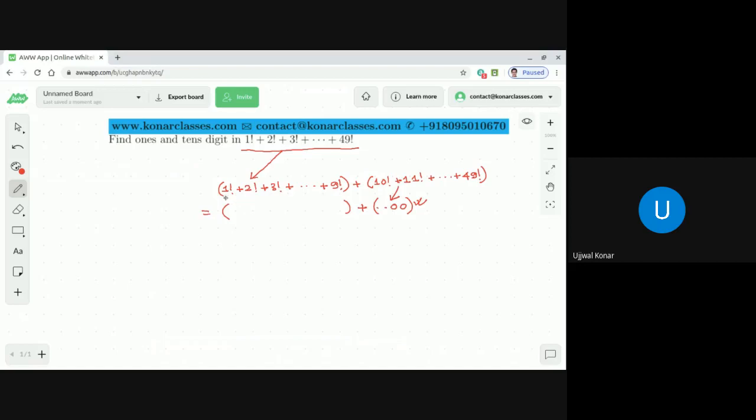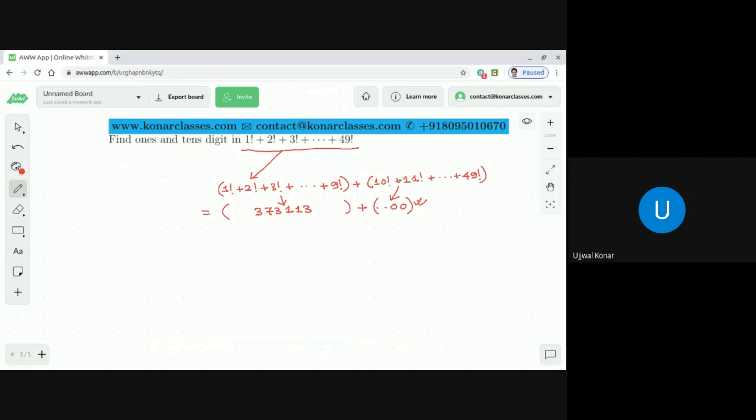Now you tell me what is the value of 1 factorial plus 2 factorial plus 3 factorial up to 9 factorial. That you need to compute. I can help you if you find the value, because it is simple, only a little time consuming. It is 373113. If you find the value, it is 373113.